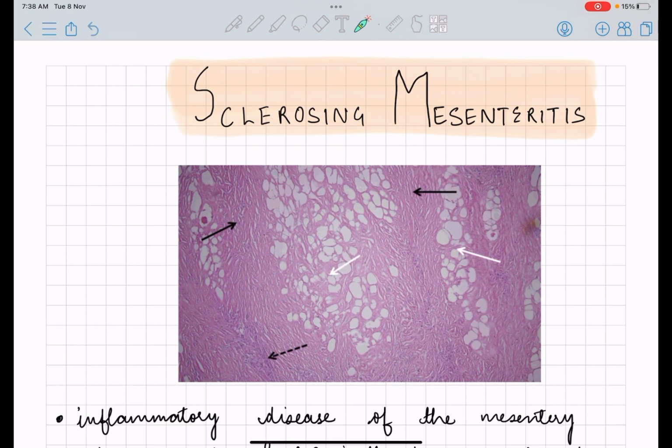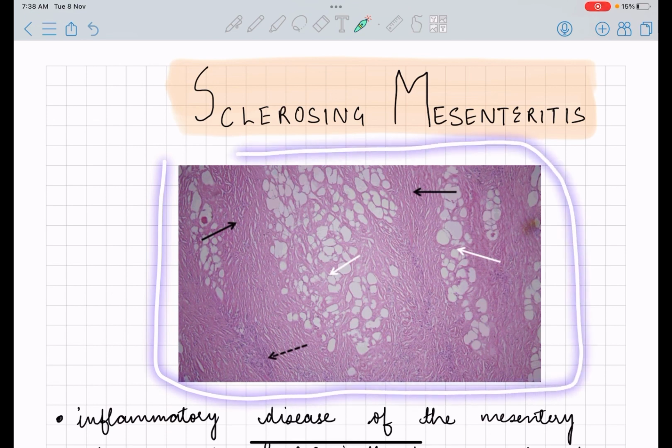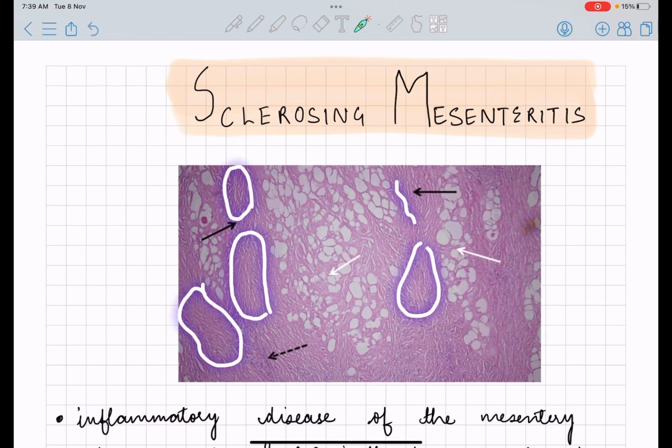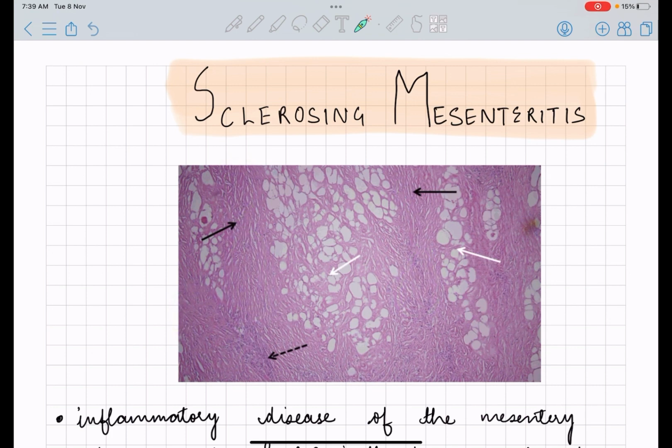This is a histological section of a mesentery. We can see many different things happening in this histological section. Firstly, we can see that there is a lot of collagen here. These are all areas of collagen deposition in the mesentery, which are suggestive of a chronic inflammatory process.